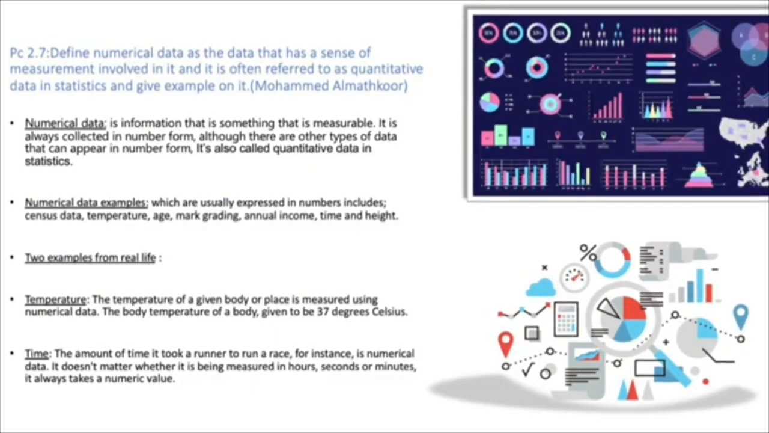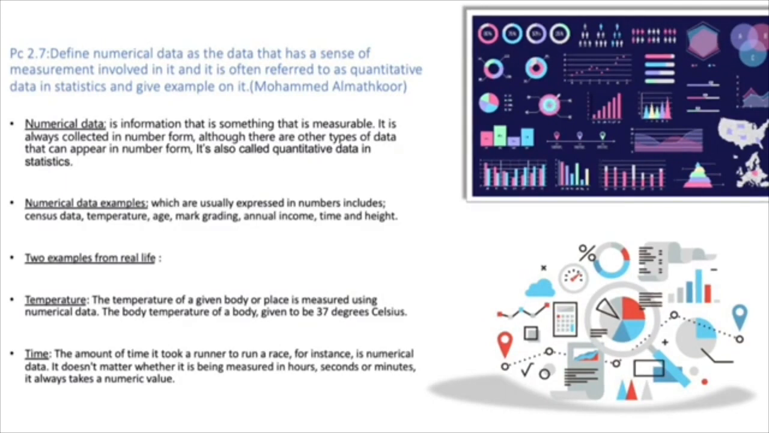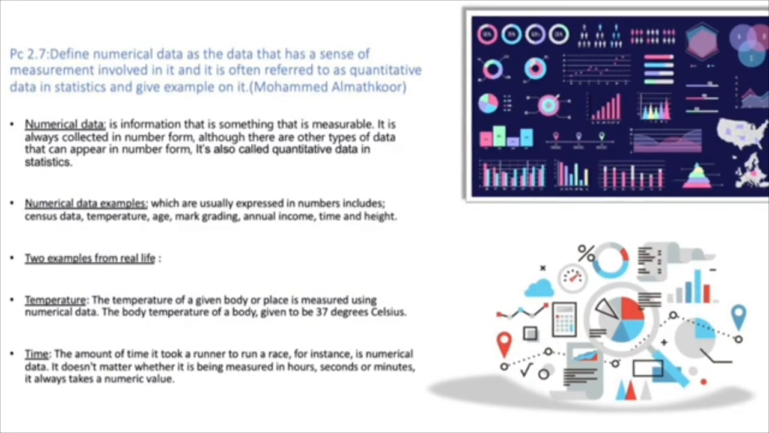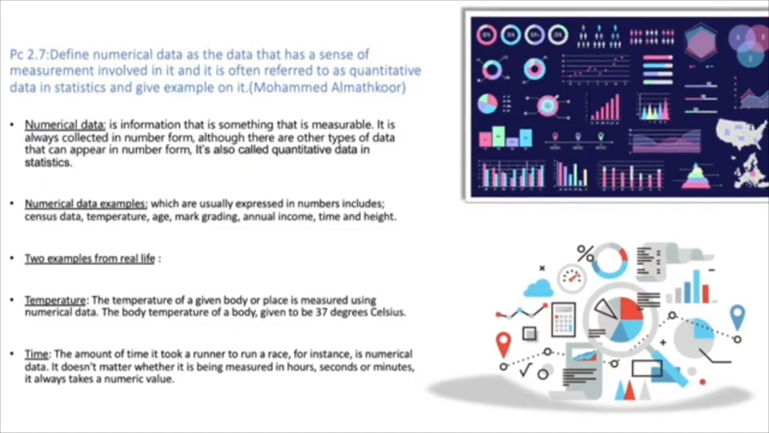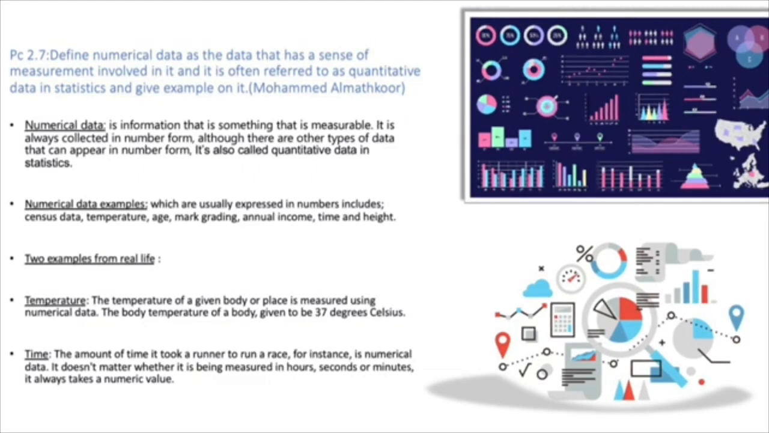Two examples from real life. Temperature. The temperature of a given body or place is measured using numerical data. The body temperature of a body is given to be 37 degrees Celsius. The second example is time. The amount of time it took a runner to run a race, for instance, is numerical data. It doesn't matter whether it is being measured in hours, seconds, or minutes. It always takes a numeric value.